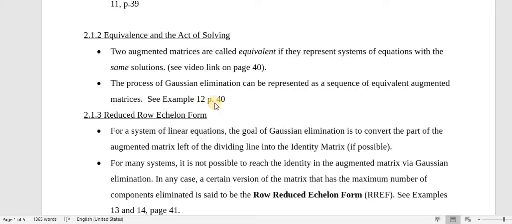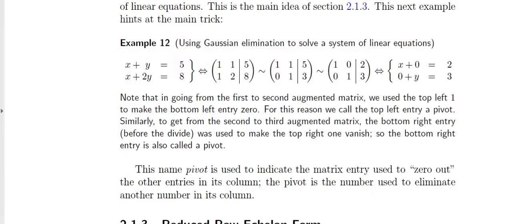Another example is example 12 on page 40. There are several examples of the process of Gaussian elimination. So let's see if we can understand what he's doing here. Here is the original system of equations. Here is the augmented matrix. You can see here's 1, 1, 1, 2, 1, 1, 1, 2. Here's 5, 8. Here's 5, 8. All right, now how did he get from here to here?